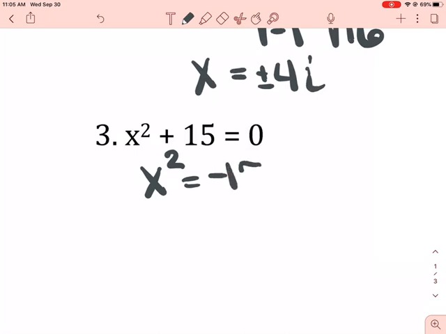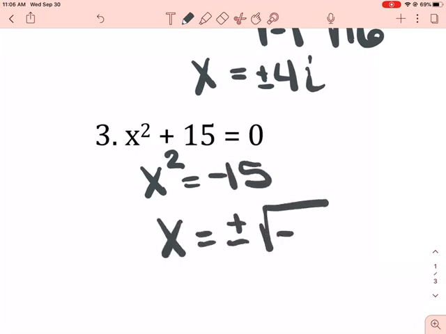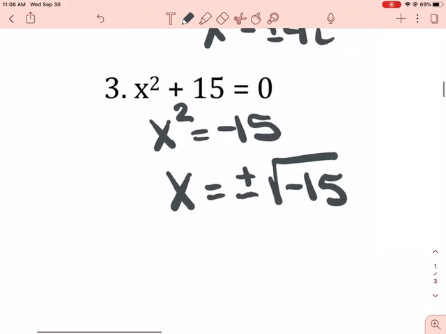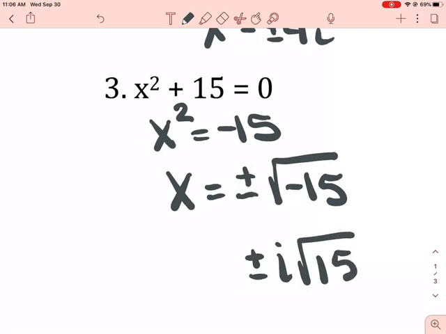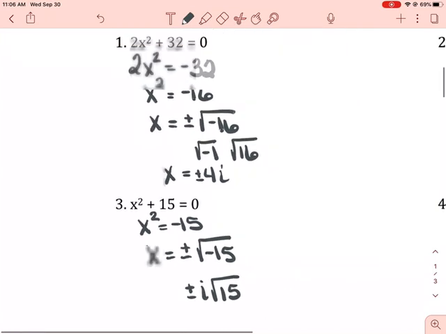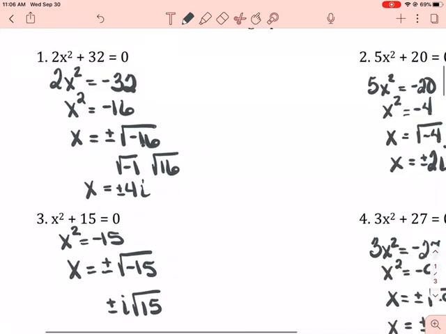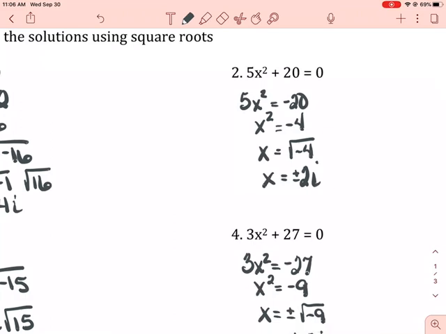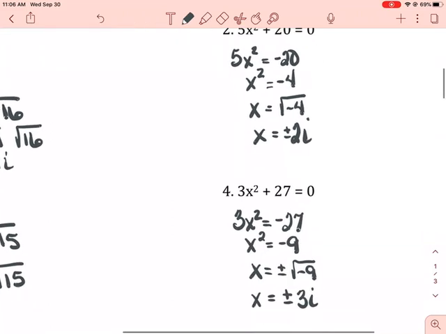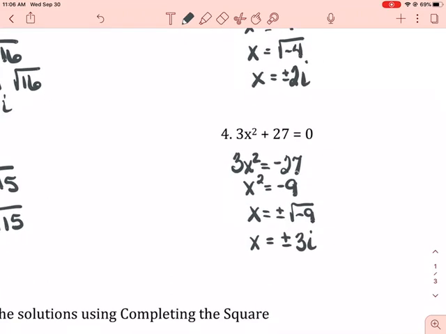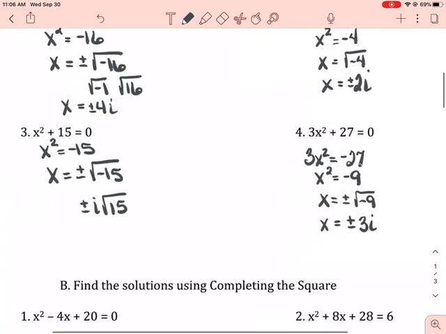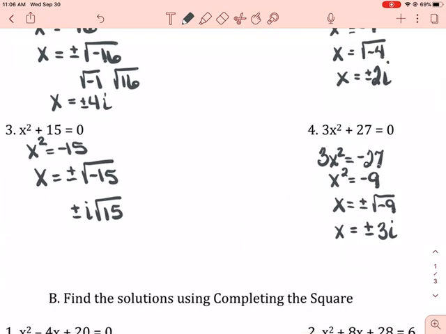All right, we're going to do this one. We're going to subtract the 15 and square root both sides. We're going to take out the i. I can't do anything with the square root of 15, so I'm just going to leave it. Why don't you pause the video and try 2 and 4 with solving by taking the square root. All right, let's check our answers. I have plus or minus 2i for number 2, and plus or minus 3i for number 4.